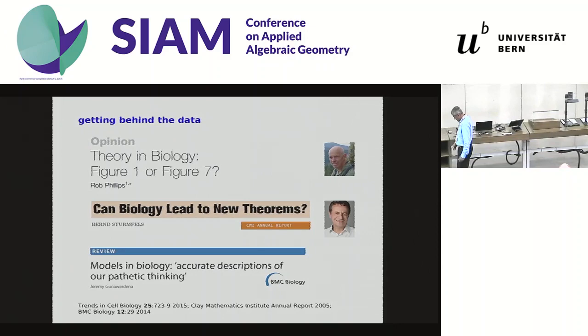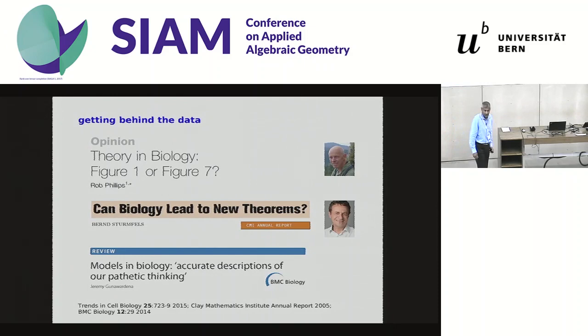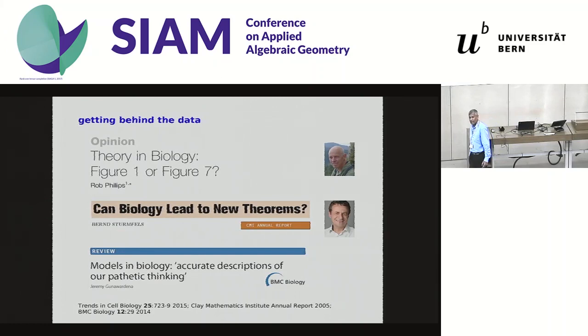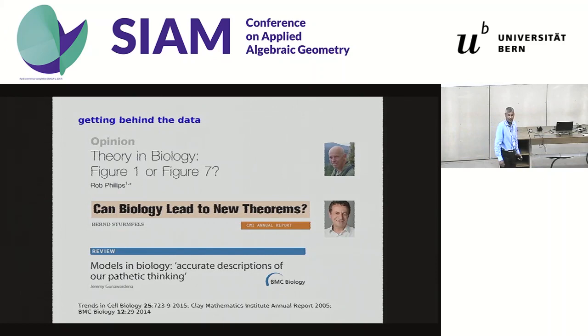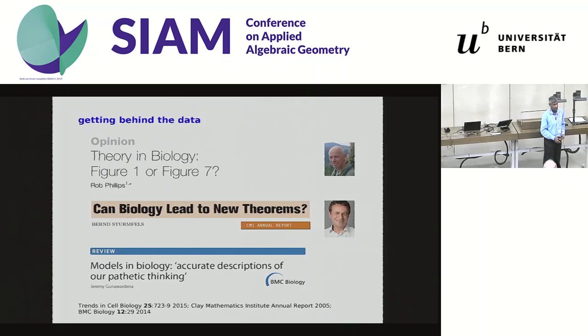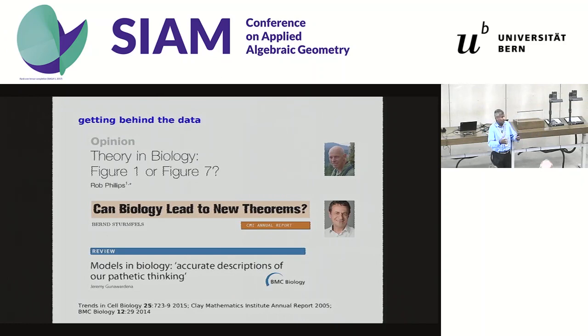The first one comes from my friend Rob Phillips at Caltech, who's a condensed matter theorist turned biologist. And he talks here about the distinction between doing figure one theory or figure seven theory. What he was trying to say is that the traditional way in which theory gets used in biology is that the biologists do a bunch of experiments, and the experimental data comprises figures 1 up to 6. And then at the end, they get together with a bunch of physicists or mathematicians, and they make a model, and they show that the model accounts for their data, and that becomes figure 7. And they can submit their paper to a high-impact journal, and everyone goes home happy.